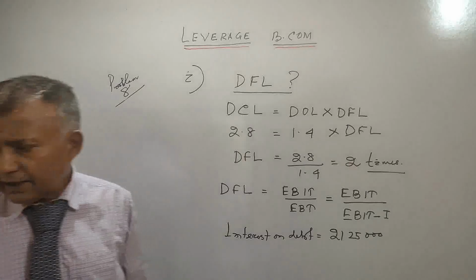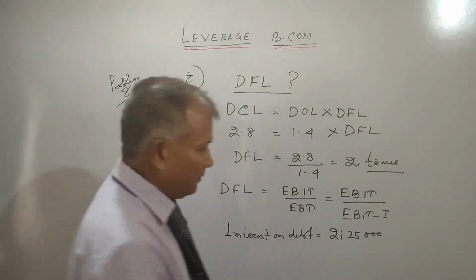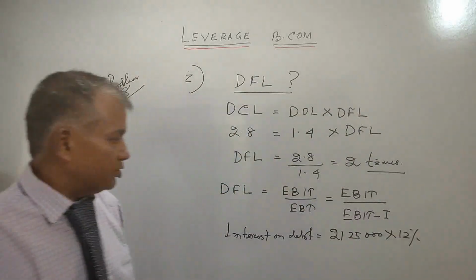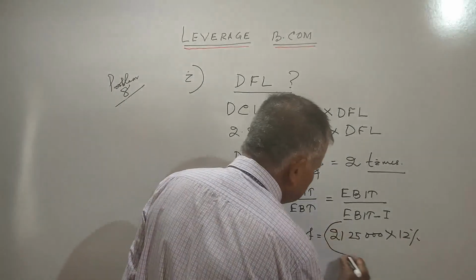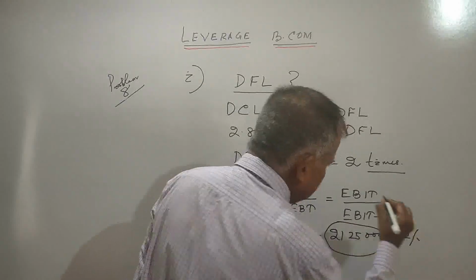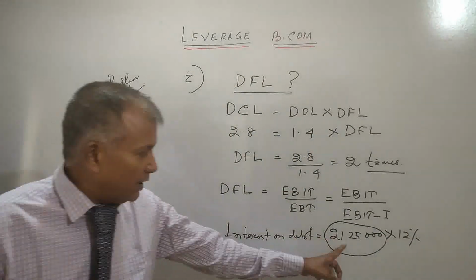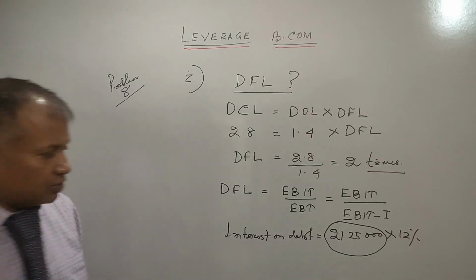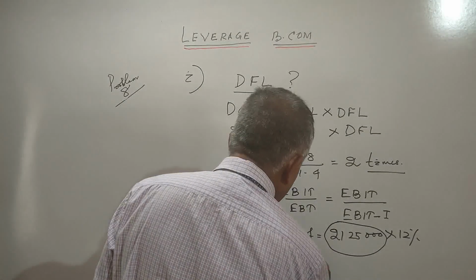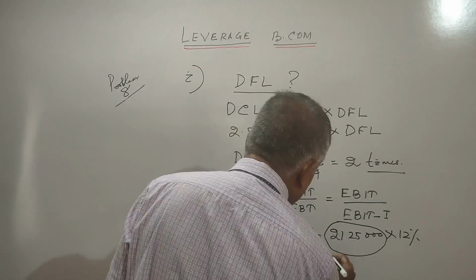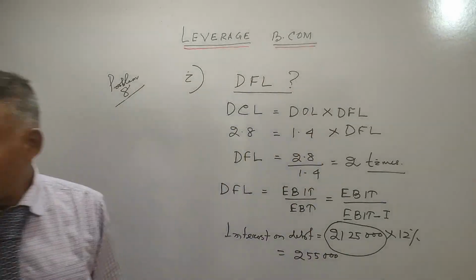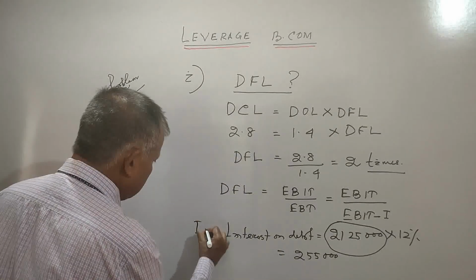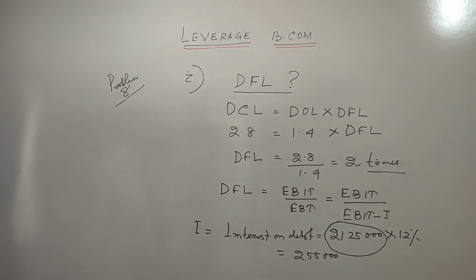21,25,000, and the rate of interest is 12%. So this is the loan amount, and this is the interest amount: loan amount multiplied by the rate of interest. It comes to 2,55,000, right? So I, the interest on debt, is 2,55,000.